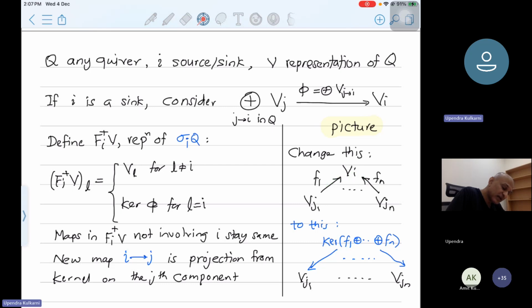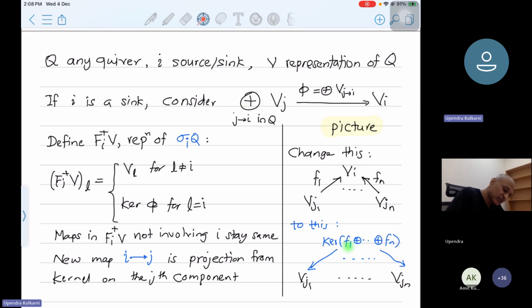I need reverse arrows. All the V's are going to stay the same. So I need to put something in the place of I. So all I do is I have chained all of these maps together, and I simply take the kernel of this composite map, which is what I've written over here. So in terms of the picture, what will happen is all of these arrows will reverse. And I will need to have something that goes into these vector spaces. So I will simply take the kernel of this map. So that is going to be something that maps in here.